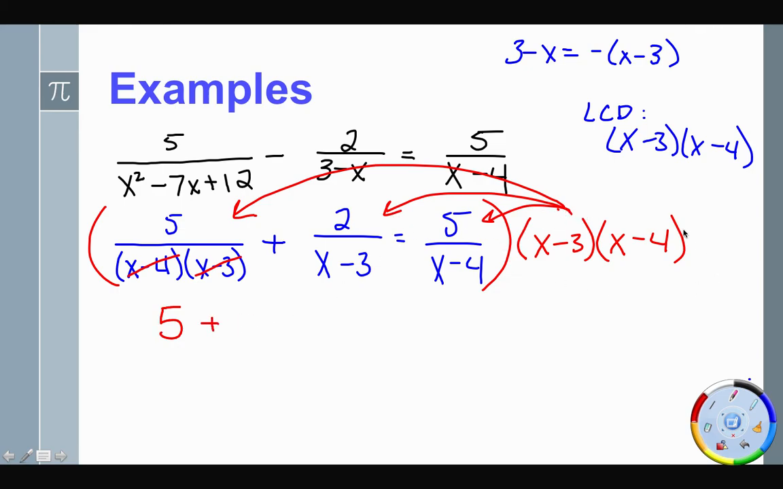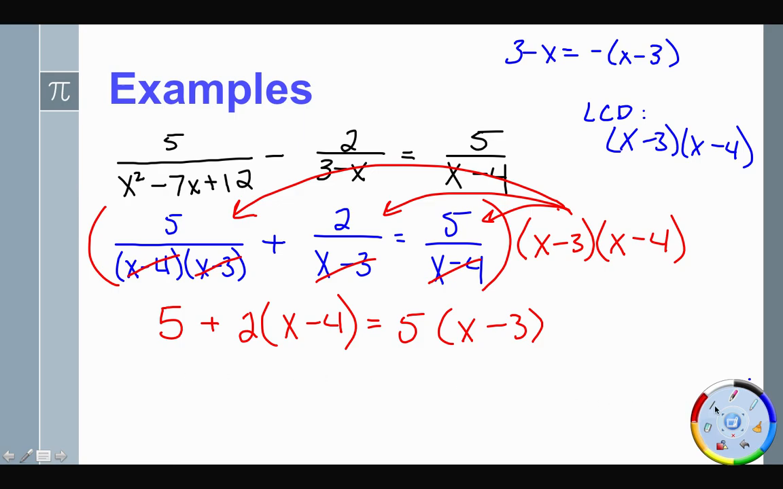Here, if I was to take both of these factors and multiply by the 2 over x minus 3, the x minus 3 is going to cancel with this x minus 3. So I'm left with 2 times x minus 4. And likewise, with the last fraction, if I multiplied both of these factors, the x minus 4 is going to cancel, and I'm going to get the 5 times x minus 3. Now, the reason that's, to me, nicer is that it eliminates a single step and eliminates some of the other canceling that needs to happen.